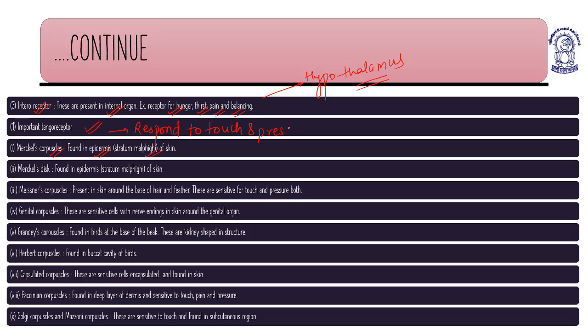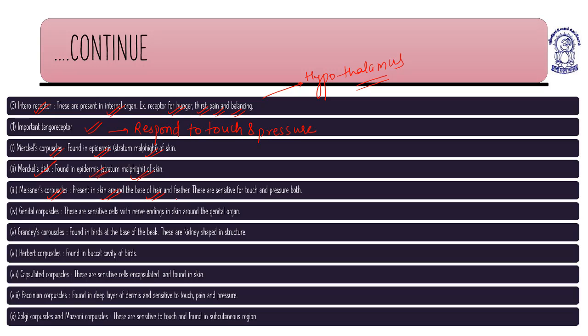Touch and pressure. Merkel's corpuscles and Merkel's disc are both found in the epidermis, stratum malpighi of skin. Meissner's corpuscles are present in the skin around the base of hair.